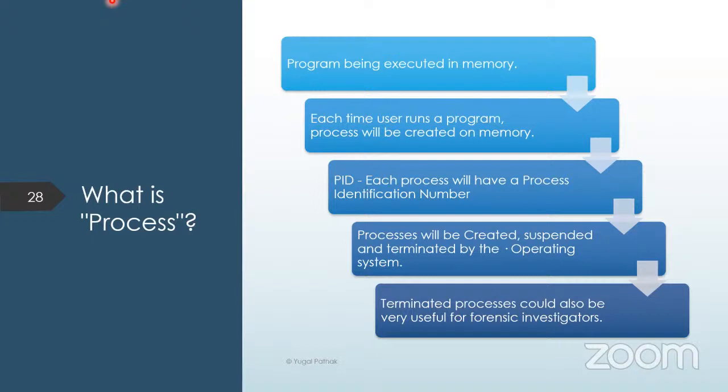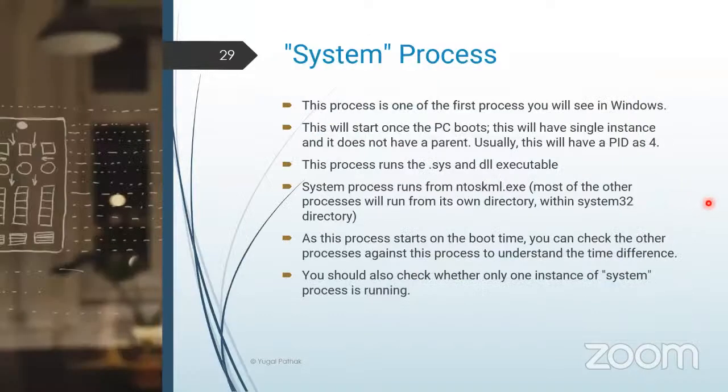Now, coming next, what is a process? The system process is basically the first process you will see in Windows. It's the most basic process, and it has all the processes inside it. If you go for the process analysis of the system, this process will start when the PC boots, and it will have a single instance. It does not have any parent, and usually it has the process ID 4. This is the process which is running all the DLLs and executables, and it's the most important process of the system.